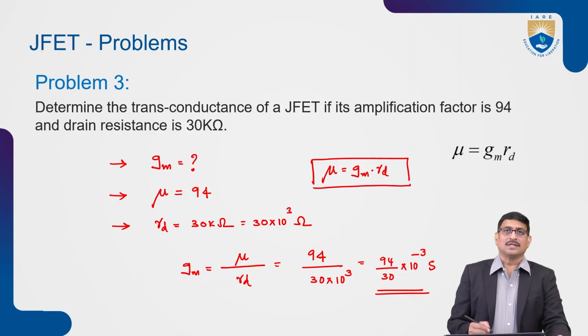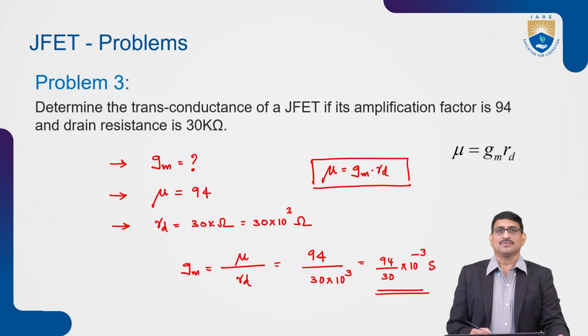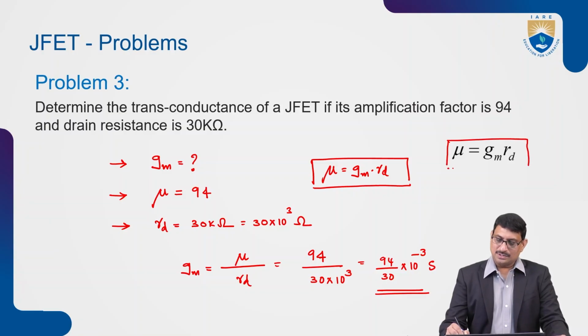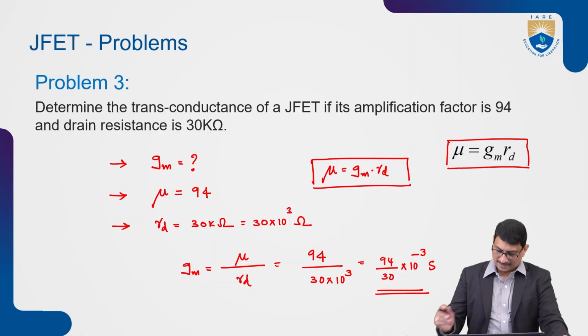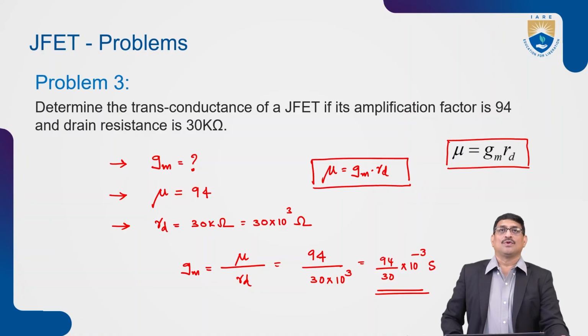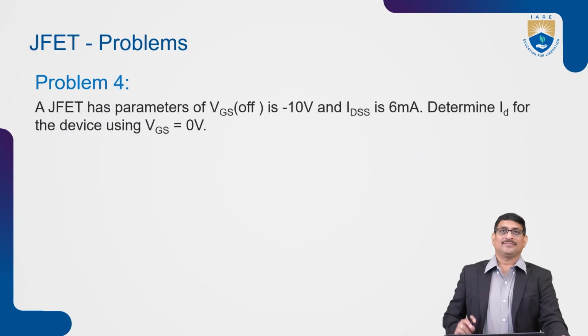So apart from those three equations which we discussed in the previous problem, this is another equation where mu is equal to GM RD, which gives the relation between the JFET parameters of amplification factor, transconductance, and drain resistance. We'll move on to the next problem.